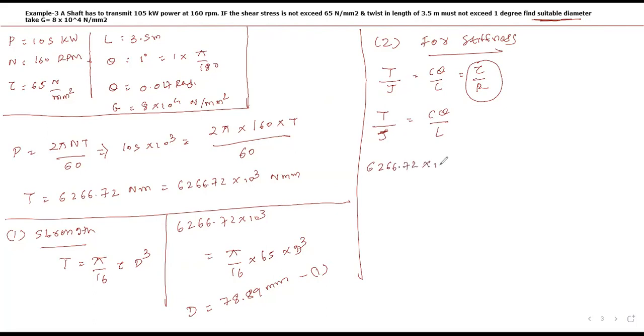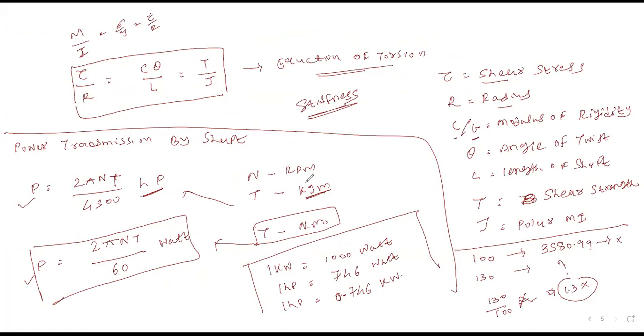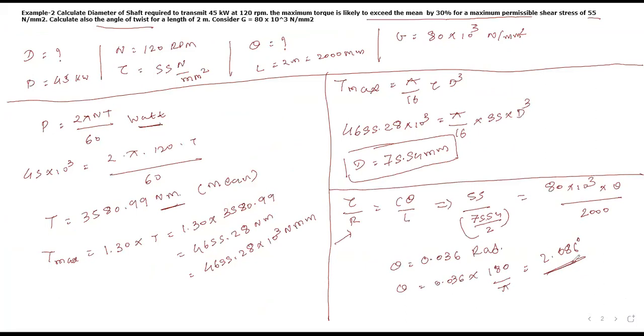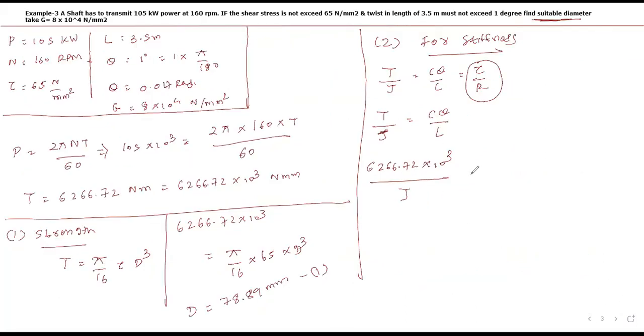6266.72 into 10 raised to 3 divided by J. First of all, we will calculate polar moment of inertia J. Now see, in the equation of polar moment of inertia, what is the equation of polar moment of inertia J? Pi by 32 d raised to 4. If you are able to calculate J, can you calculate diameter? Yes or no? Once J is found, diameter is found. So we will consider the same process, right? So divided by J that is equal to C.